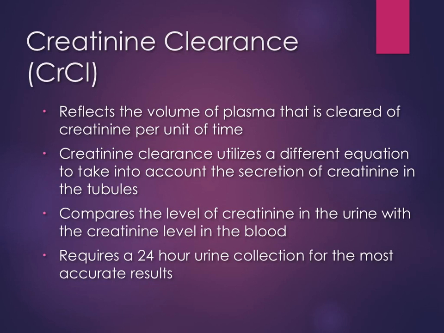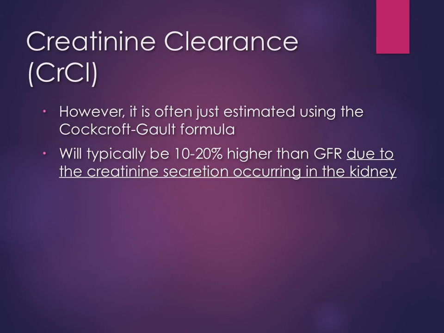It typically requires a 24-hour urine collection for the most accurate results. However, most people are just going to have this value estimated using the Cockcroft-Gault formula. Now, many labs will do this for you automatically. So when you order a BMP, sometimes they'll automatically give you an estimated creatinine clearance based on the levels that they've gotten from the lab. A creatinine clearance will typically be 10 to 20% higher than a GFR. This is due to the fact that creatinine secretion is also occurring in the kidneys.